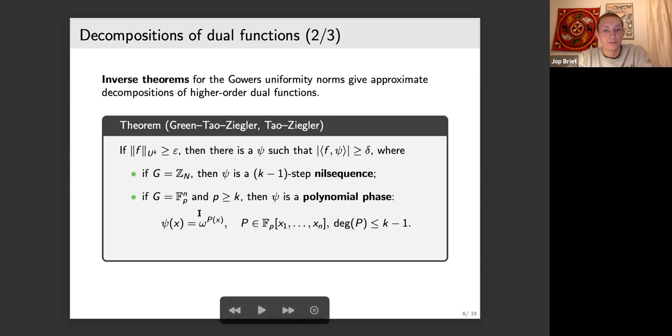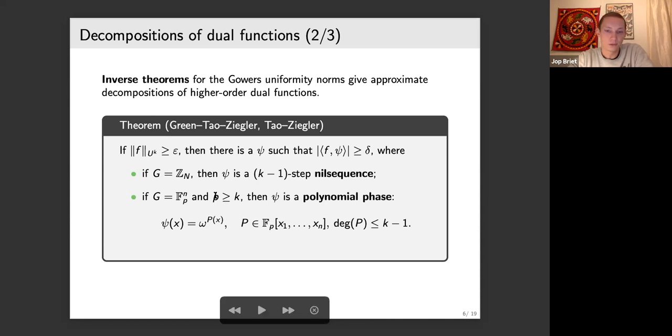If your group is a finite vector space whose characteristic is at least k, then this psi can be taken to be something called a polynomial phase function. That's a function of the form omega to the p of x, where omega is a lowercase pth root of unity, and p is an n-variate polynomial over F_p whose degree is at most k-1. Perhaps a simple example of a nil sequence is a function of this form where p is a univariate polynomial over Z mod n.